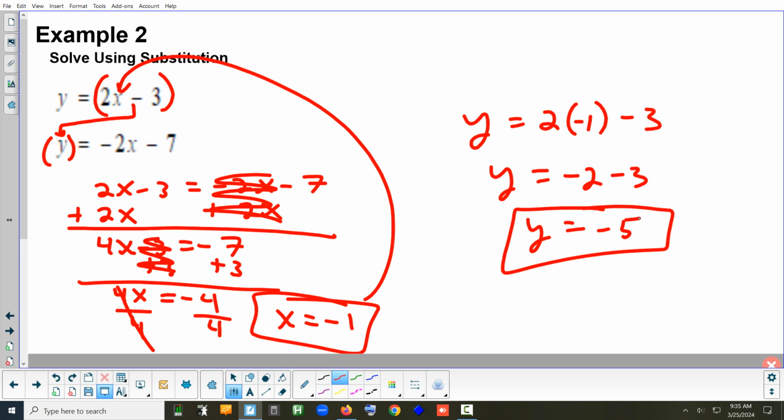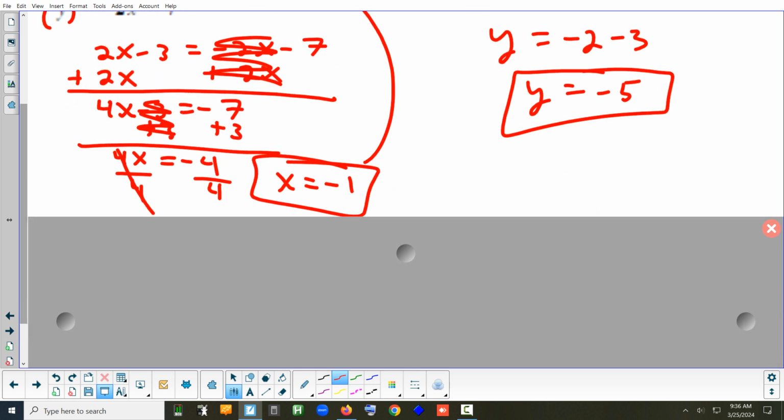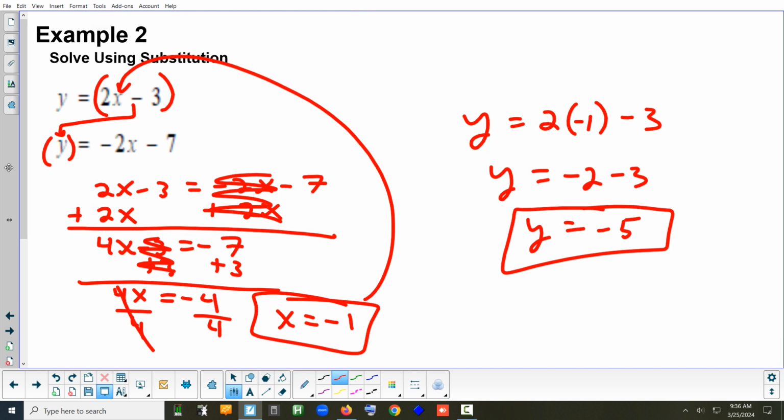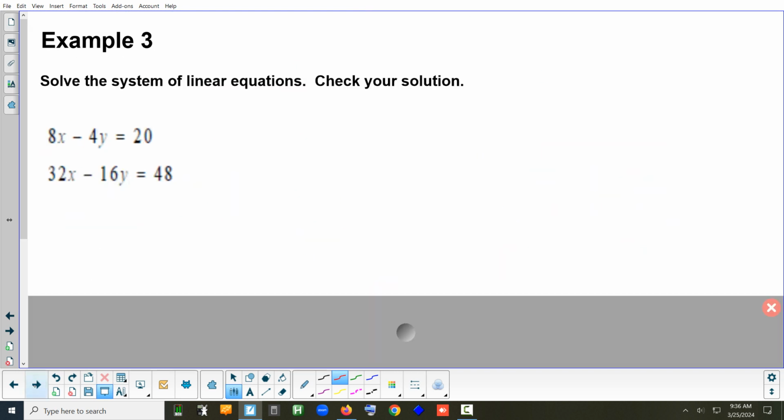Okay, so a pretty standard kind of case that we did last week. Now the last two, I want to try to look at one that has no solution and one that has infinite solutions. Any question on example 2? All right, let's try example 3.